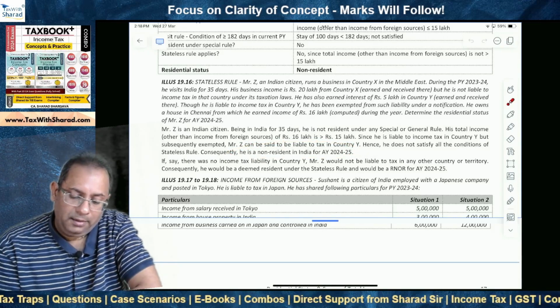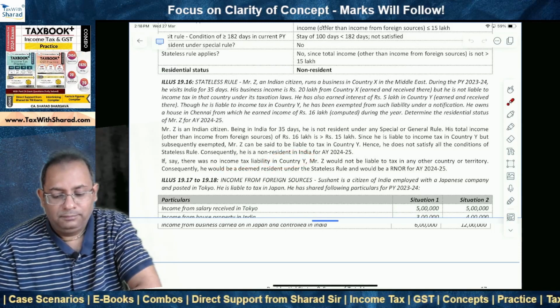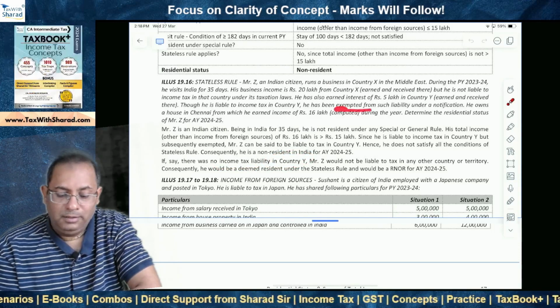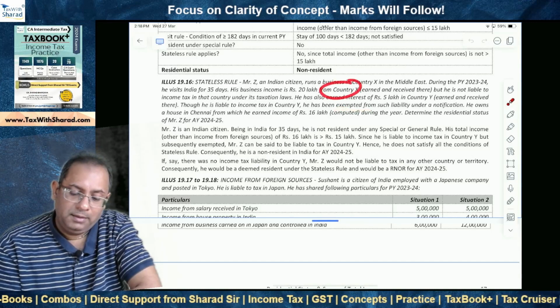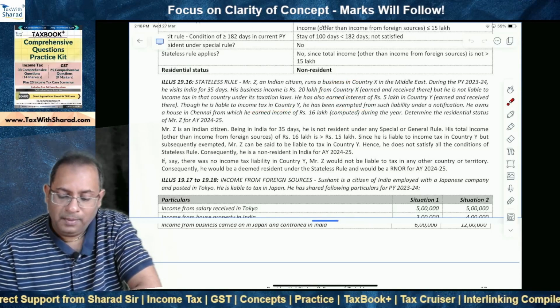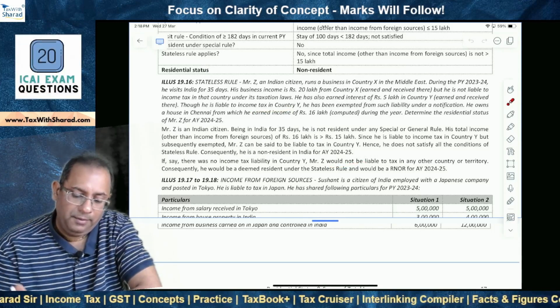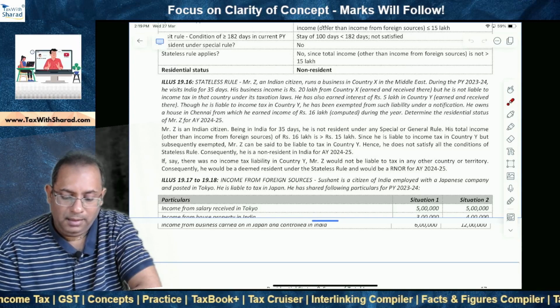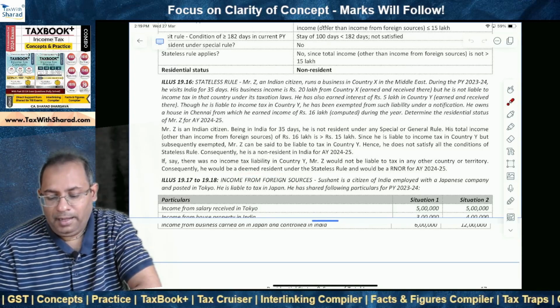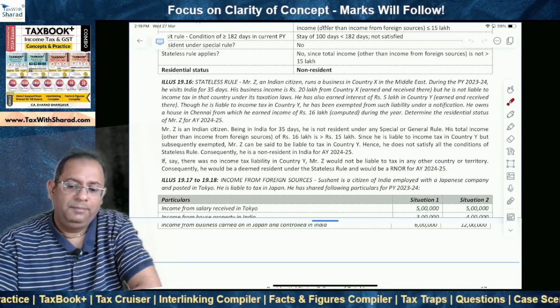Suppose in this case in country X, in country Y also there was no income tax liability. We are not talking about exemption. Just like country X, country Y also, say he was not liable to income tax in the first place. In that case, the third condition of stateless rule would also get satisfied, and in that case he would be categorized as a deemed resident and he would be a RNOR for AY 24-25. Okay.